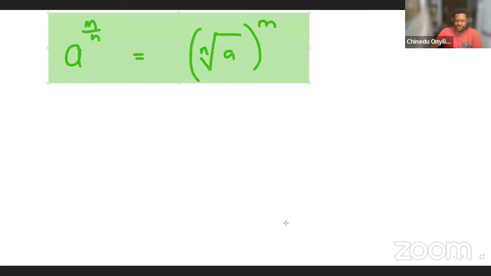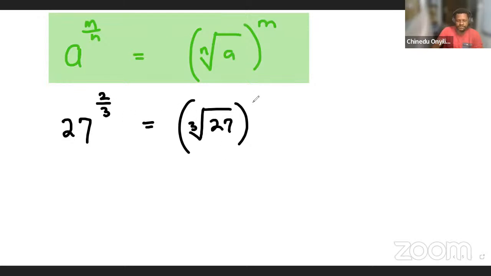Now, how does this really work? Well, let's look at an example. Say you have 27 raised to the power two thirds, and you need to simplify this. This will be the same thing as the cube root of 27, and the whole bracket to the power of 2. Of course, you do know that the cube root of 27 is 3, and then raise that to the power of 2, and 3 to the power of 2 definitely will be 9.